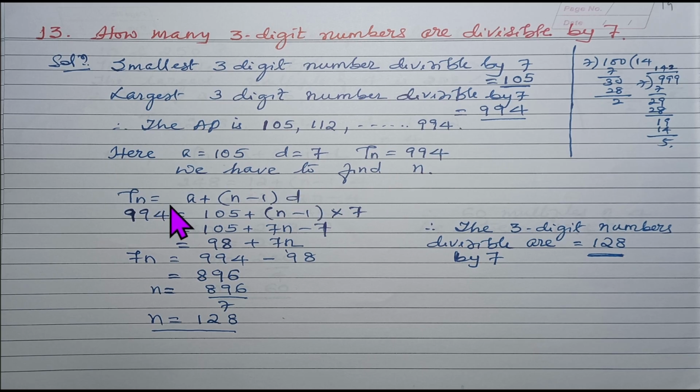Now the nth term Tn is equal to a plus n minus 1 into d. Tn is already known to us: 994 is equal to 105, because a is 105, plus n minus 1 into 7. Simplifying we get 98 plus 7n, or 7n is equal to 994 minus 98, which is 896, and therefore n is equal to 896 by 7, which is 128. So in this example, first of all we have to form an AP from the information given to us, and then go for calculation and find n.